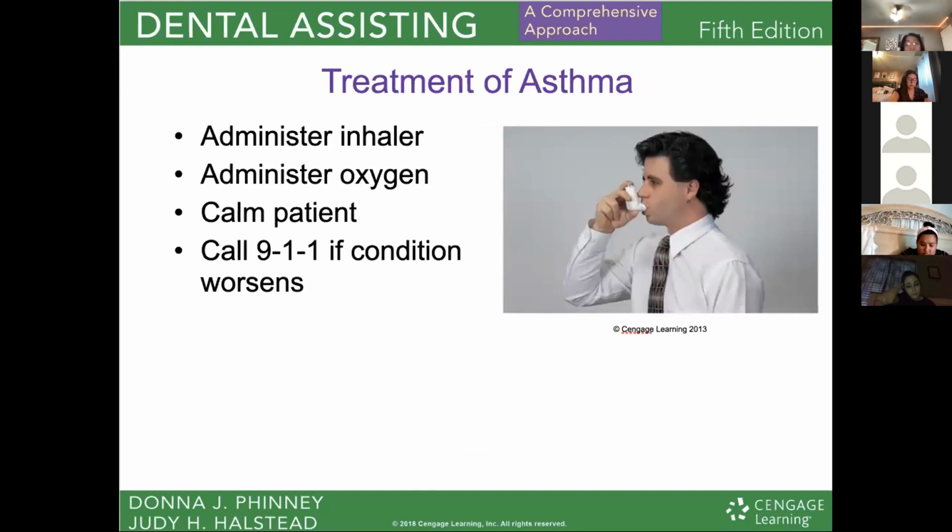So to treat asthma, antihistamines can often help. Patients with a known history of asthma should always bring their own inhaler to the appointment. If they don't, an inhaler or rescue inhaler should be kept in your office's medical or emergency kit. You want to give them oxygen and try to calm the patient down. And if the oxygen and or the inhaler isn't working, you want to call 911 if the condition worsens or doesn't improve within 15 minutes.